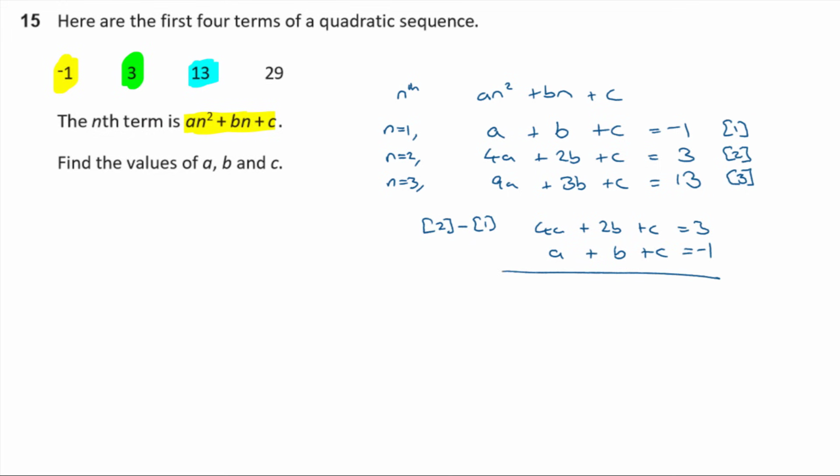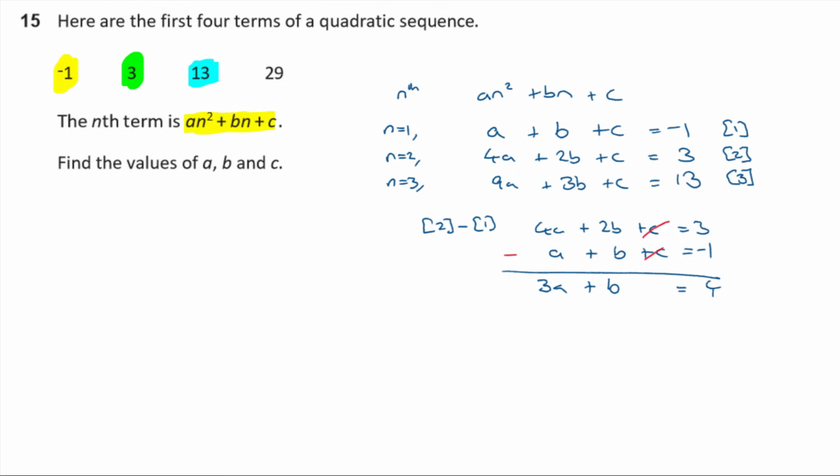So then if I subtract one from the other, then 4a take away a, that is 3a. 2b take away b, that is b. And c take away c, that is zero. They cancel out, don't they? So we've got rid of c. And then 3 take away -1, that is equal to 4. Okay, so we've eliminated c, so now we've got an equation in a and b by taking equation 1 away from equation 2. Now, that's not good enough because I still don't know what a and b are.